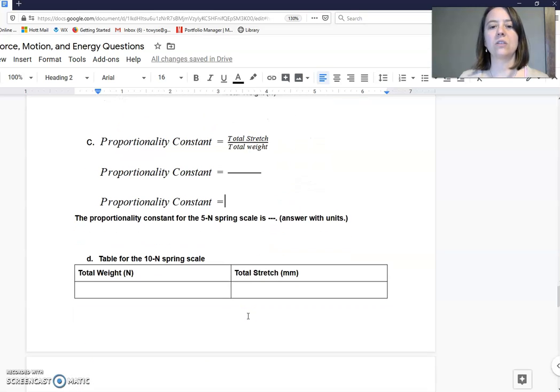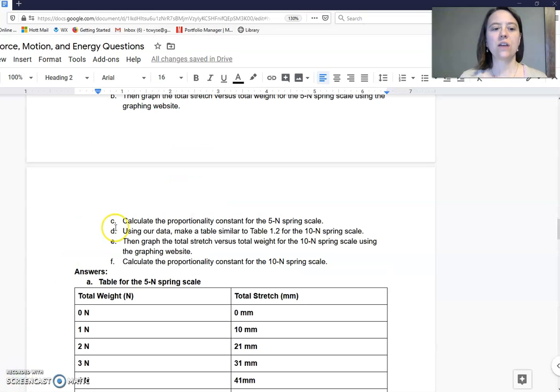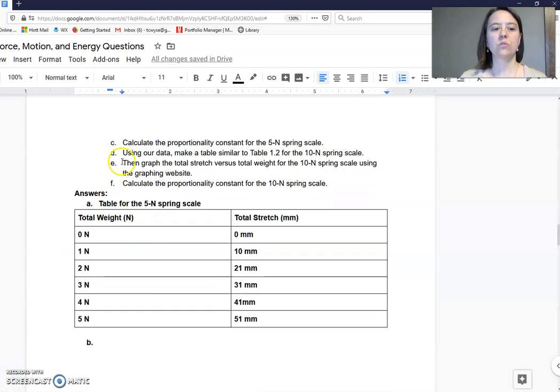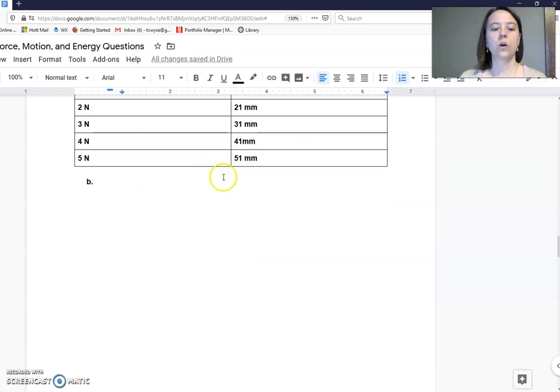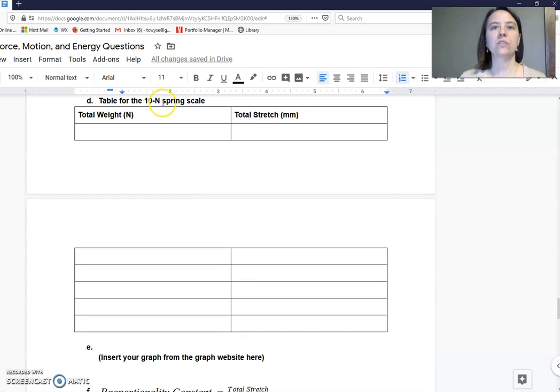And then you want to write it in a race sentence. The proportionality constant for the 5 Newton spring scale is, with your number with units. All right, please do that. So once you have an answer for C, we're ready to move on to D. Using your data, make a table similar to 1.2 for the 10 Newton spring scale. So we'll go down to our answers, and we have our table for the 10 Newton spring scale. Total weight, well, it's going to go 0 newtons.